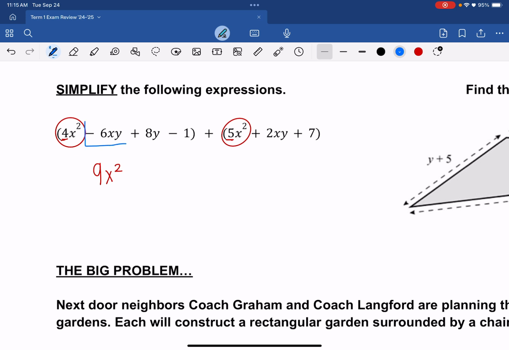So this next one is xy. I'm looking for everything else that is labeled with xy. So I go through and I also label this positive 2. Notice I'm also taking the sign in front. That is not a 6xy. That is a negative 6xy. So when I'm combining them, it's negative 6 plus 2, and what you get is a negative 4xy.